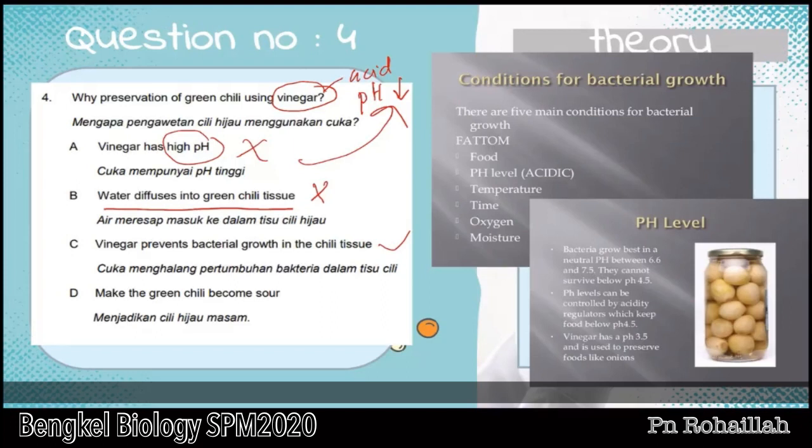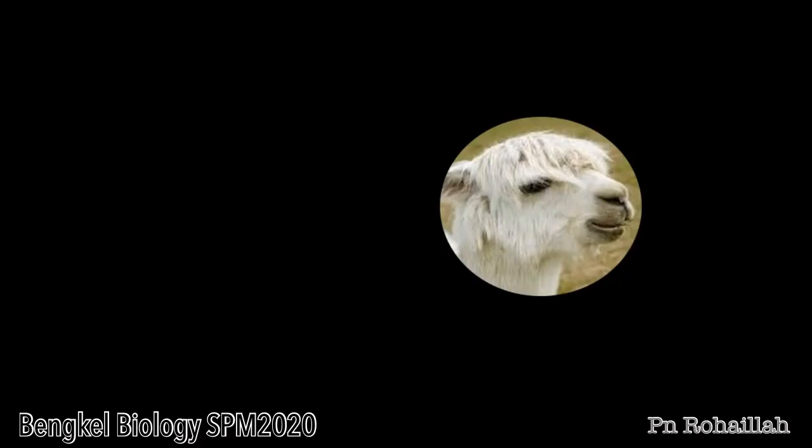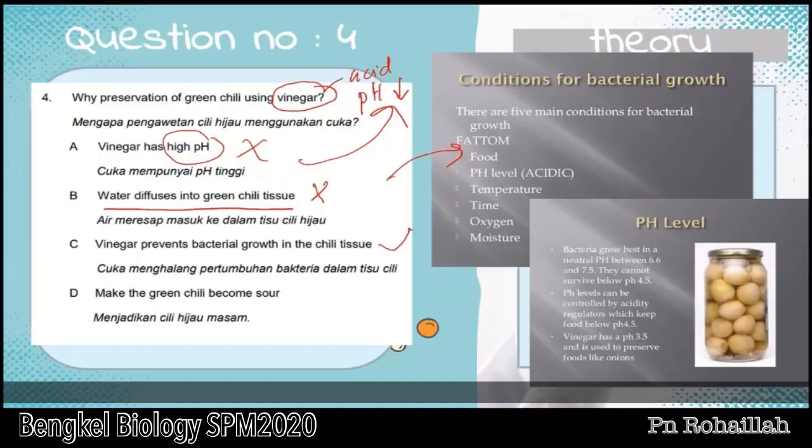So, you tengok sebelah sini. Yang warna grey itu. Okay, condition for the bacterial growth. There are a few conditions that will allow the bacteria to grow. First, food. Bila ada food yang okay, dia boleh makan lah.